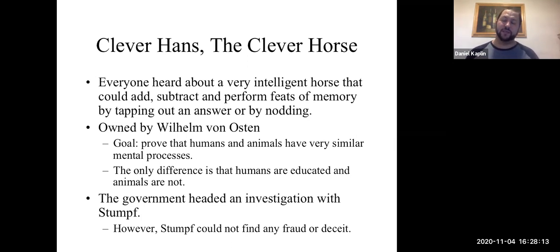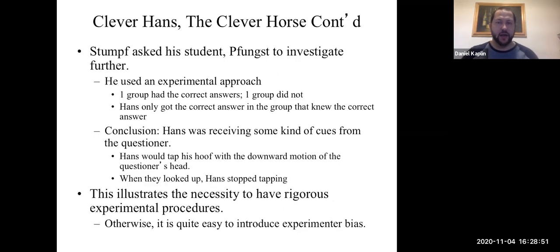And Wilhelm von Osten wanted to argue that if the only difference between humans and animals is that humans have a formal education process. So Stumpf, one of the German Gestalt phenomenologists at the time, was asked to do an investigation to see if von Osten was a fraud. So he went and observed, and Stumpf could not find any fraud or deceit. But Stumpf had another student by the name of Pfungst and said, I can't figure this out, but can you see if there's anything going on?